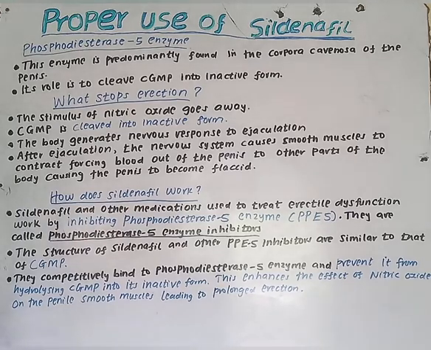How does sildenafil work therefore? Sildenafil and other medications used to treat erectile dysfunction work by inhibiting phosphodiesterase 5 enzyme. So they are called phosphodiesterase 5 enzyme inhibitors. The structures of sildenafil and other phosphodiesterase 5 inhibitors are similar to that of cyclic GMP. They competitively bind to phosphodiesterase 5 enzyme and prevent it from hydrolyzing cGMP into its inactive form. This enhances the effect of nitric oxide on the penile smooth muscles, leading to prolonged erection.